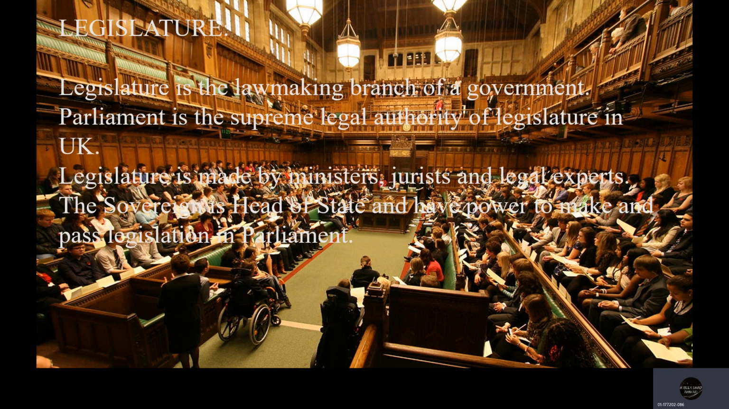Now moving towards the legislature. Legislature is the lawmaking branch of a government. Parliament is the supreme legal authority of the legislature in the UK. Legislation is made by the ministers, jurists and legal experts. The sovereign is head of state and has the power to make and pass legislation in parliament.